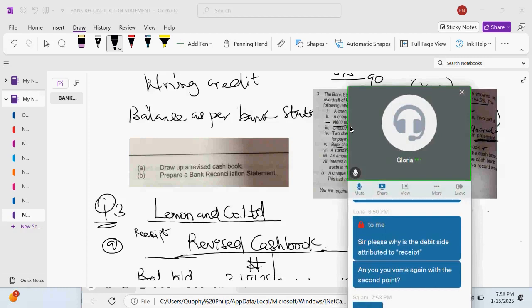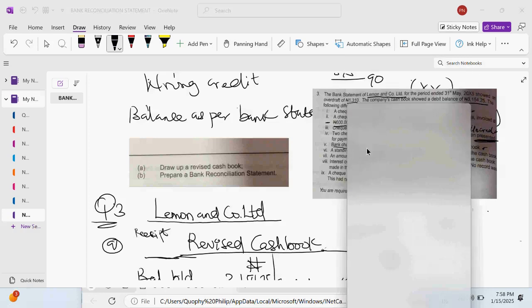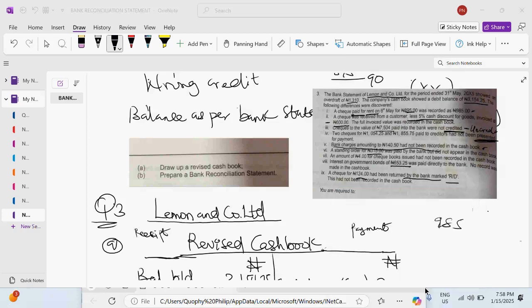Why is the debit side attributed to receipts? The debit side is receipts. That's what we call all receipts. When we receive money from our customers, it's recorded at the debit side, right? So Lana, that's your question, right? Have I answered your question?